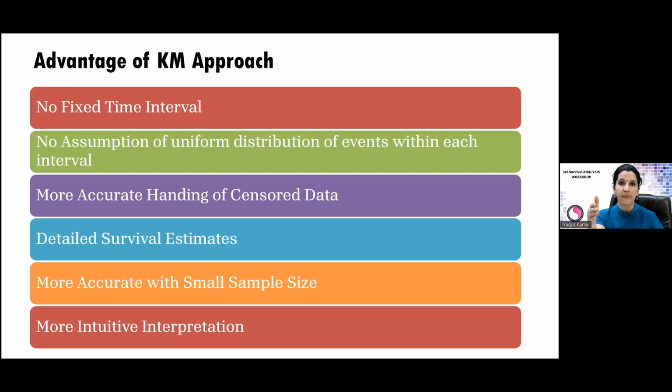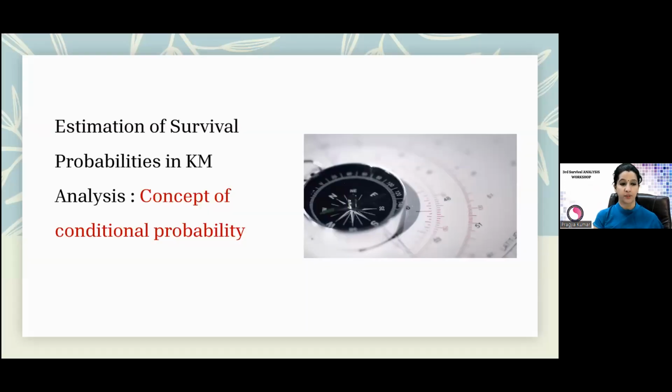So Kaplan-Meier has an advantage over the life table, because here you have the exact survival time. In life table, you have the time interval, but in Kaplan-Meier, you have the exact survival time. In life table, there is no assumption, but in Kaplan-Meier, you have to have some assumptions. And it is more accurate in handling censored data. Here you will get a detailed survival estimate. And this is more accurate for small sample sizes, because for life table, you need a large sample size. And it has a more intuitive interpretation.